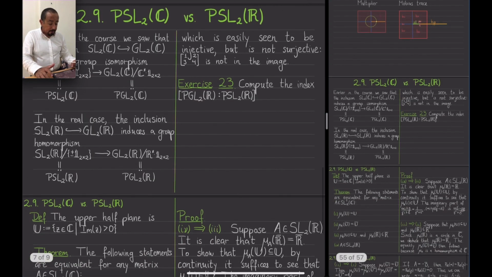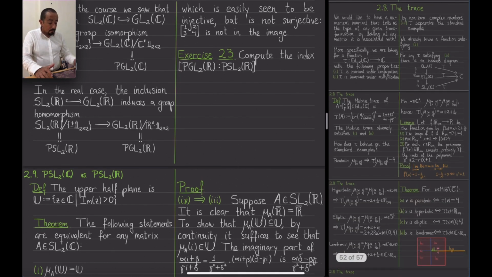Summary of the class. First, we saw in the trace that we found a function on GL2C that is invariant under rescaling any matrix by a non-zero complex number. It's invariant under conjugation, and these two things tell us that if I have two matrices that give me the same Möbius transformation, then the value of tau, the value of the function, is the same, and also the value of any Möbius transformation is equal to the value at the associated standard example. Also, the function was defined in terms of the trace of matrices, because we already knew that the trace of matrices is invariant under conjugation of matrices.